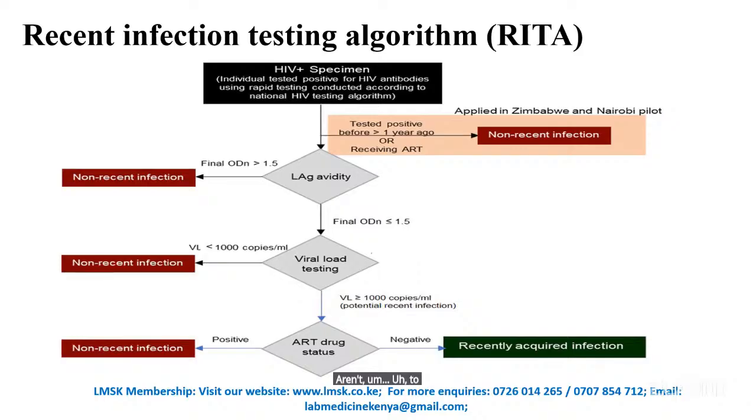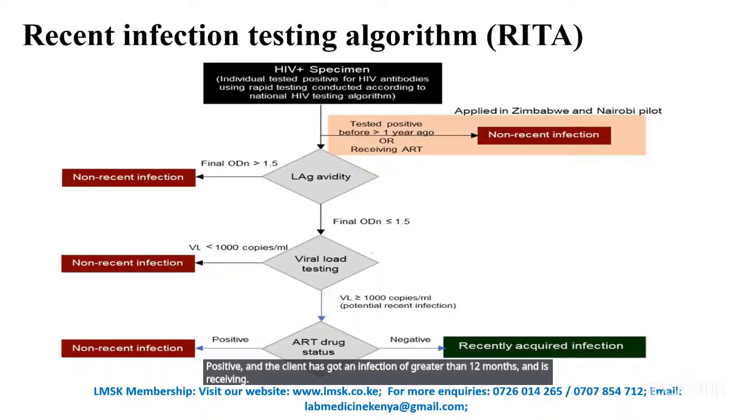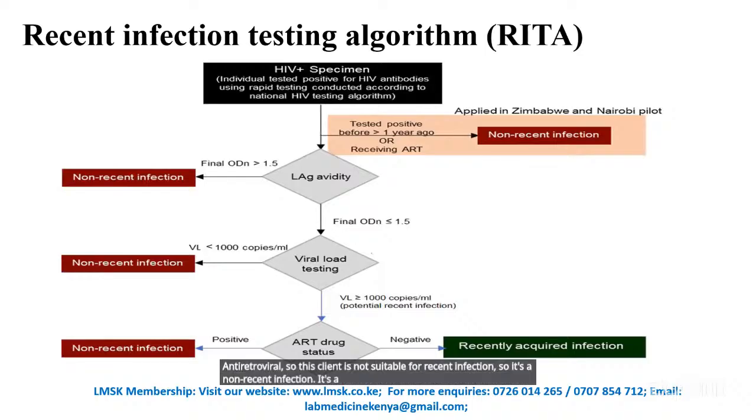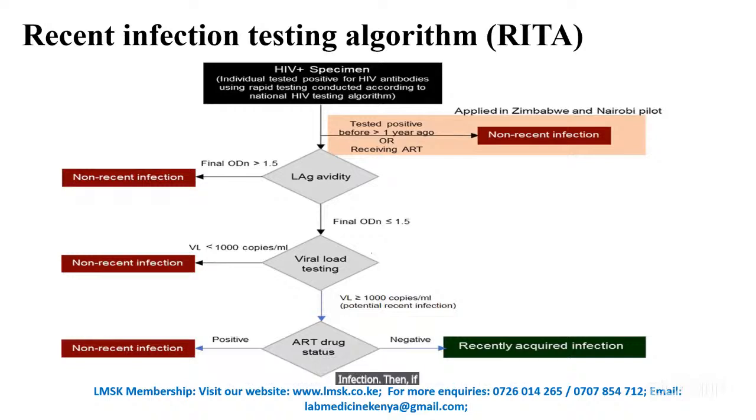the point of care, this client must have tested and has not been on ART, and the infection is not greater than 12 months. So if the client has tested positive and the client has got an infection of greater than 12 months and is receiving antiretroviral, so this client is not suitable for recent infection. So it's a non-recent infection. It's a long-term infection.